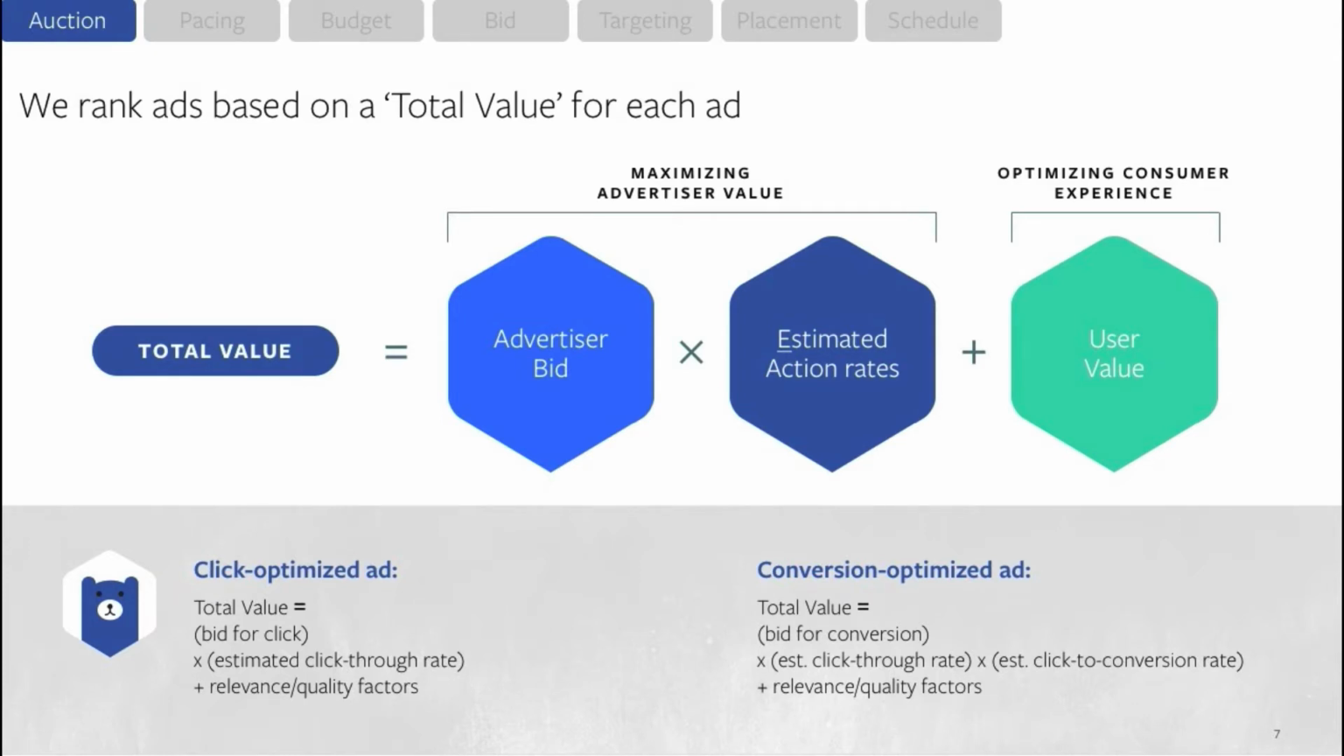To conclude, an ad that's very relevant to that person could win the auction, but if another ad with similar relevance to the same person is placed with a higher bid and higher estimated action rates, then that ad may win over the first ad.